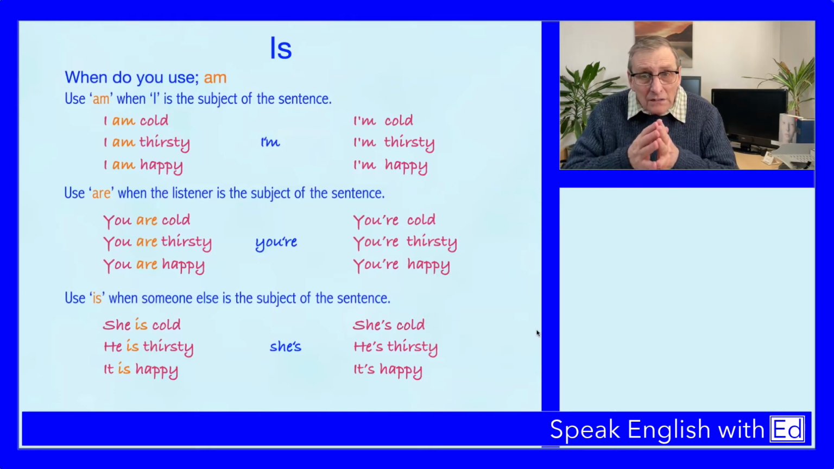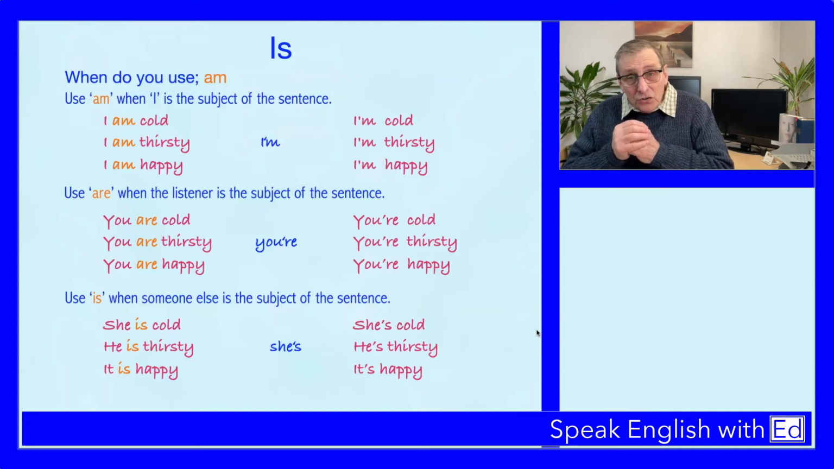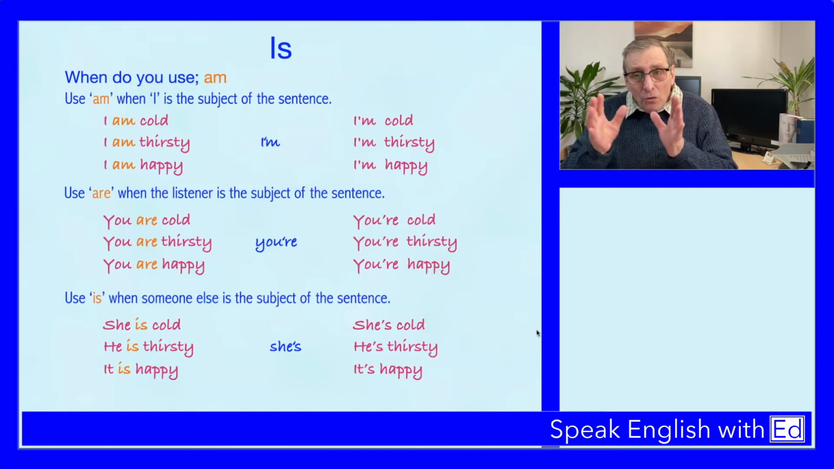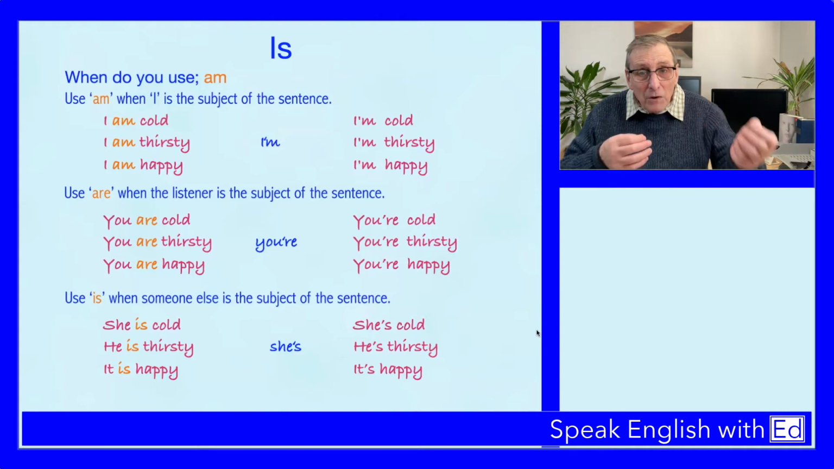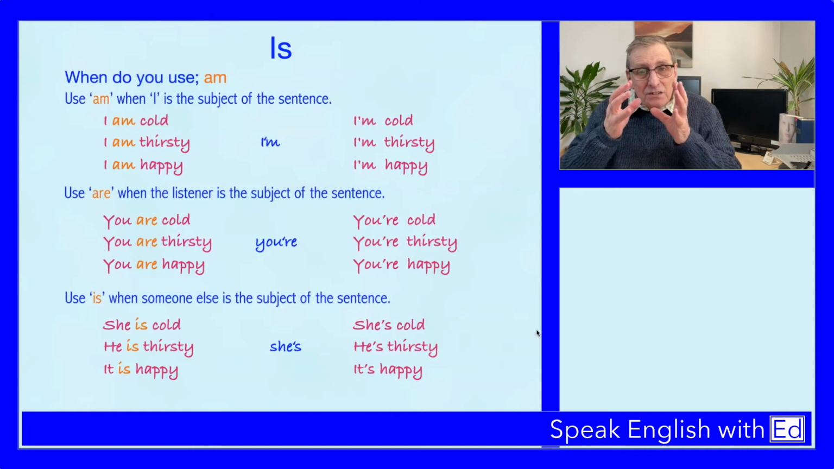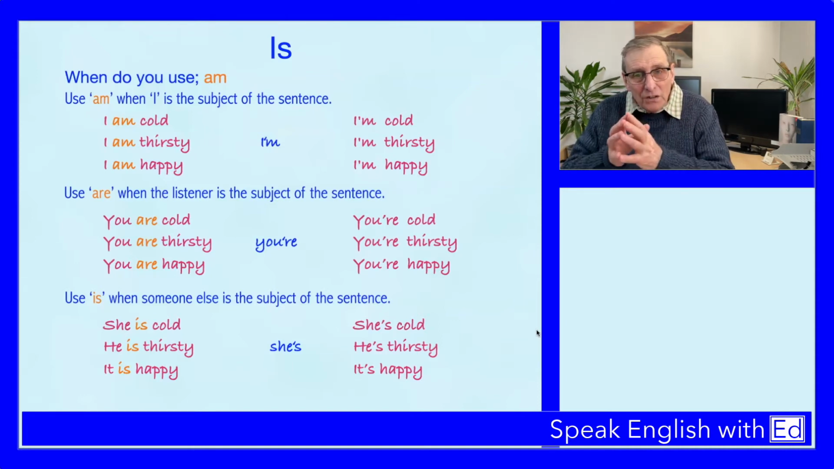You are is when you're talking about the person that you're talking to. You say, you are cold, which gets shortened down into you're cold. Remember, it's not your cold. Your cold means a cold that belongs to you, the cold that you have. But it's not your, it's you're.